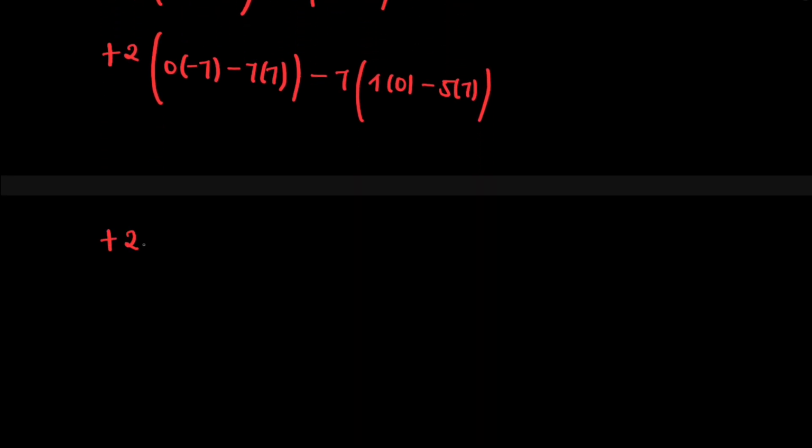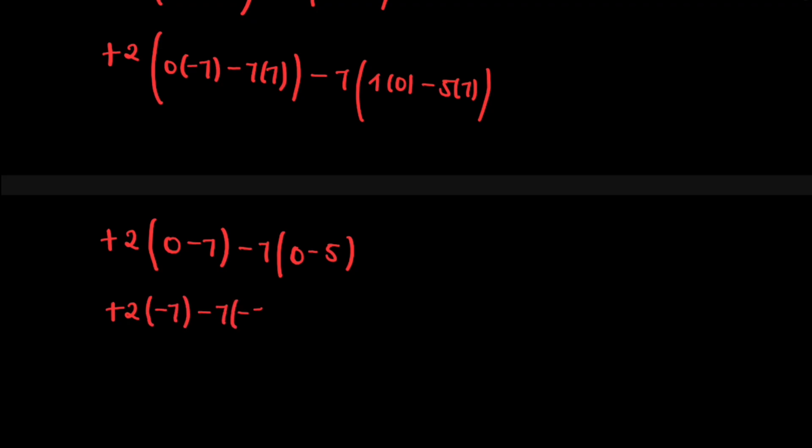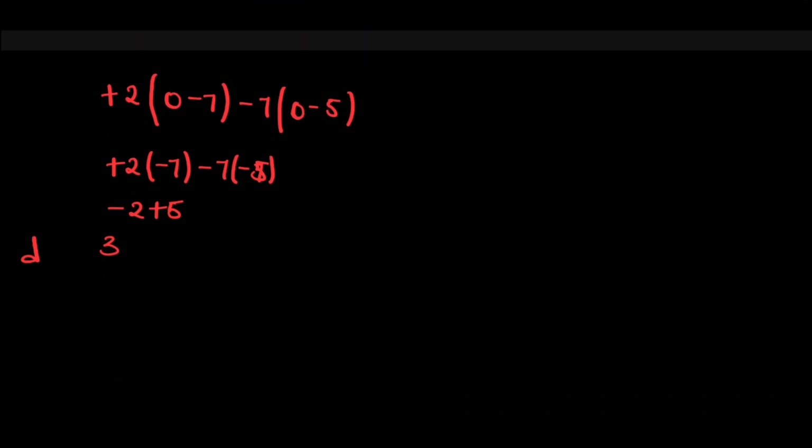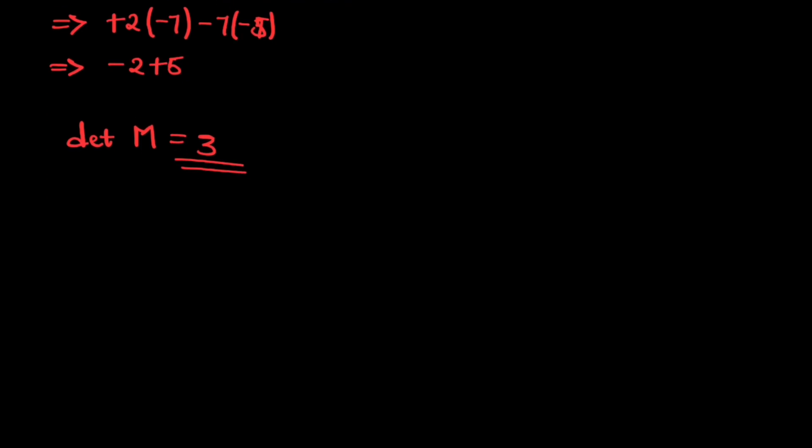We simplify. So this is 0 minus 1, 0 minus 5. So we have plus 2 into minus 1 into minus 5. So this is minus 2 plus 5, which is 3. So our determinant of M is 3. So let's find the adjoint.